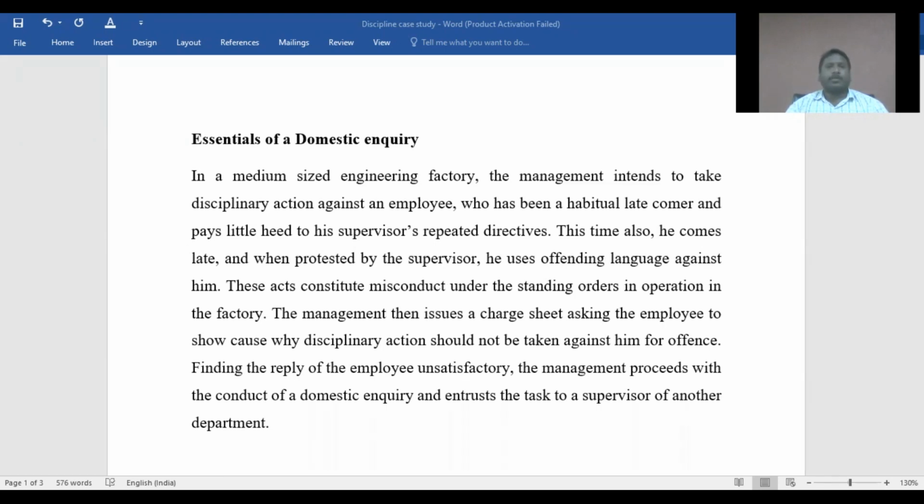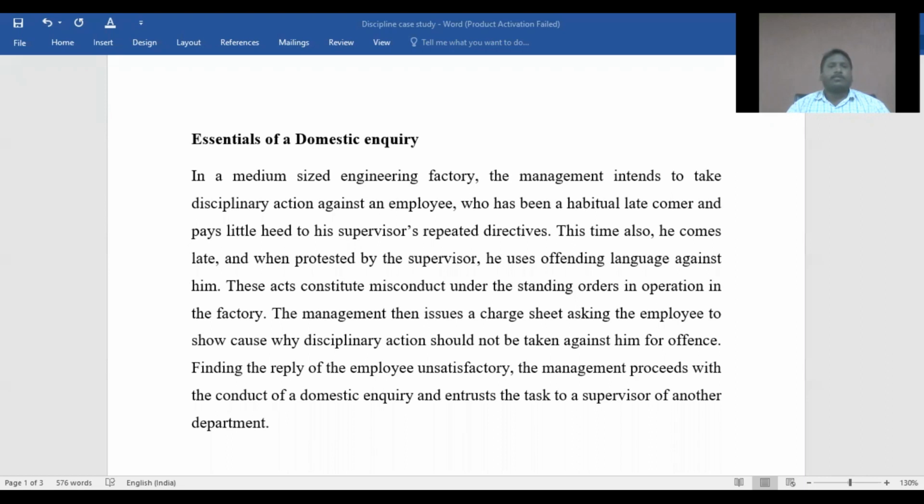So here is an employee who has been habituated to come late to the office, though his supervisor is continuously giving warnings. He is not listening to his supervisor. So the situation has come to one point of time. The management has decided to take action against him. And this time also, he comes late. And when protested by the supervisor, he refuses to answer. And moreover, he uses offending language against the supervisor.